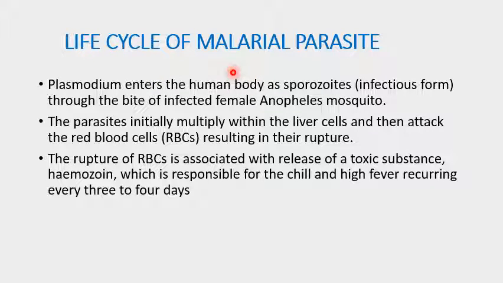When a female mosquito bites you, that will inject sporozoites into your body, and the sporozoites go through the bloodstream and lodge in the liver. In the liver, they will multiply in great numbers. They attack the liver cells and the red blood cells, and then red blood cells will rupture. When the red blood cells rupture, then we get chills. The rupturing of the red blood cell is due to a toxic or poisonous material produced by the plasmodium called hemozoin, and that is responsible for chill and high fever.